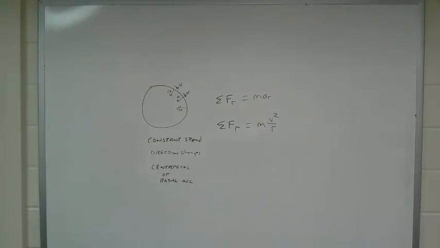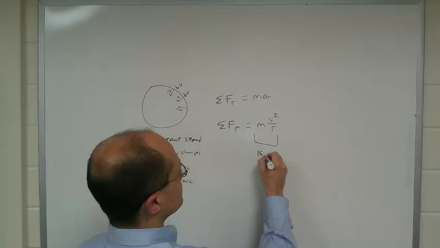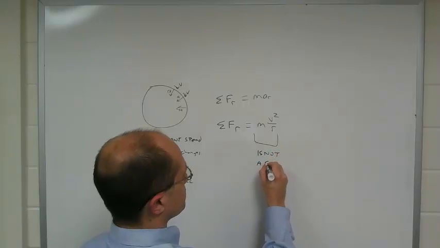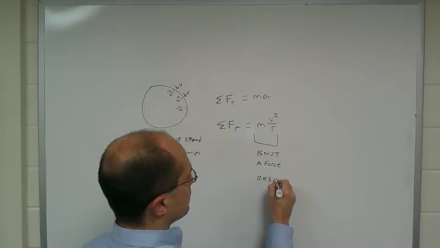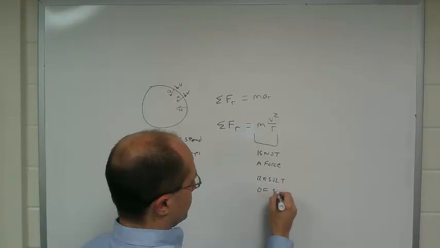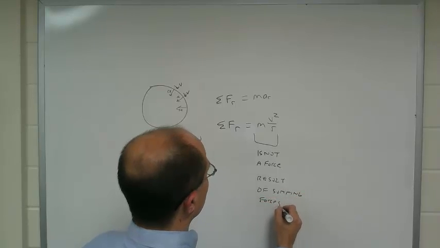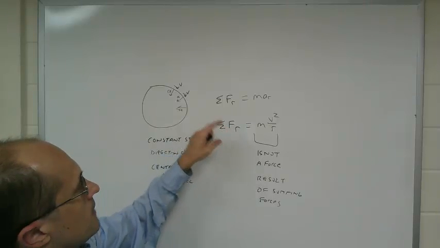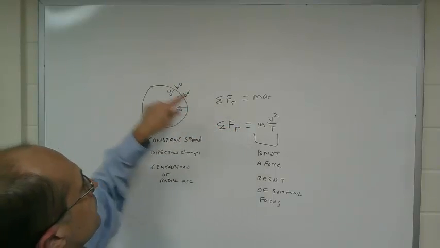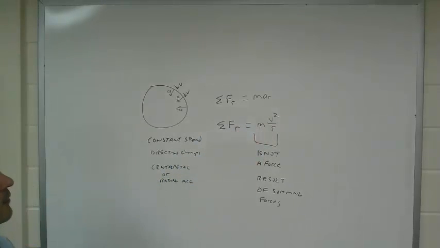Now I want to take special note that this is not a force. This is the result of summing the forces. So the idea is that there's some other force from our summing, and the result of that force acting radially has the value of mv squared over r.